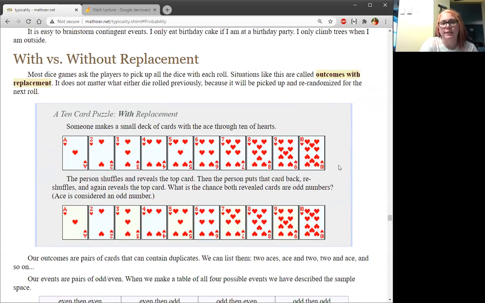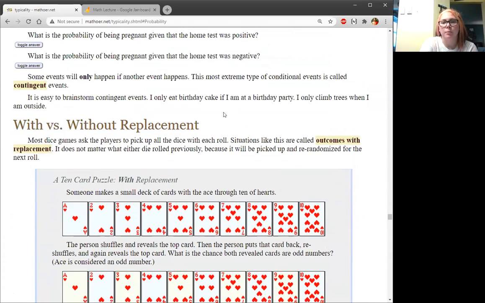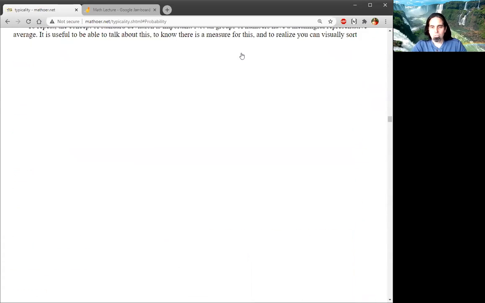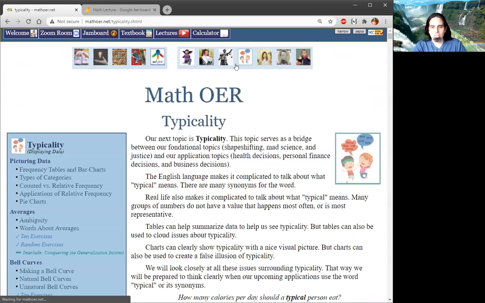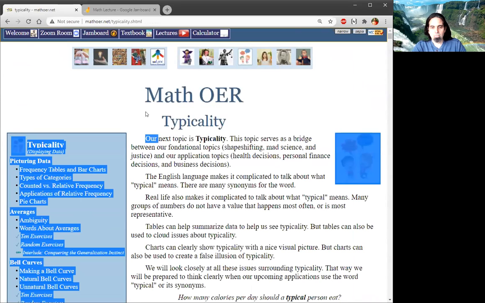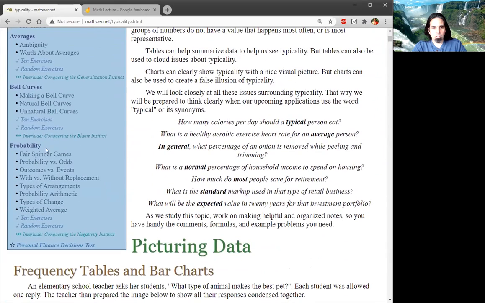Can you just show us where it's at on the website, like about the top? Yes, and I'll send a link too. You go to the top with the kids, that's the typicality section, and then you go down in the table of contents to probability.